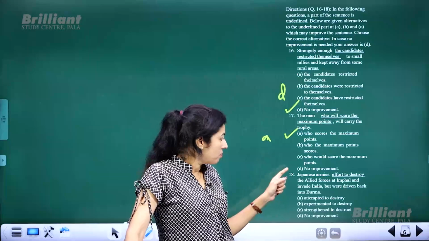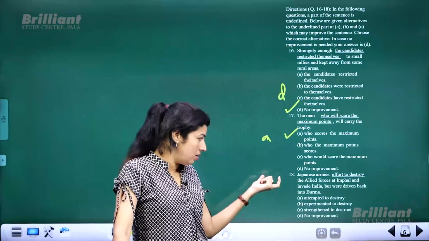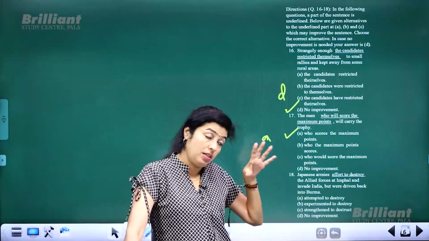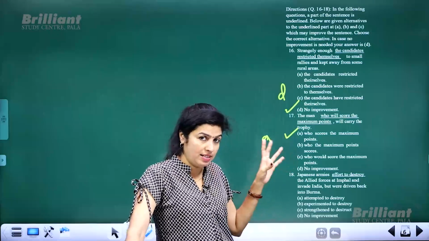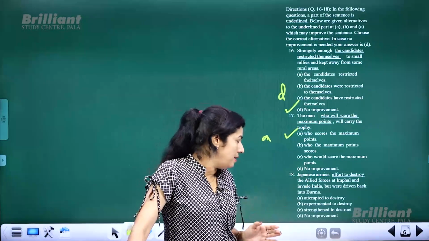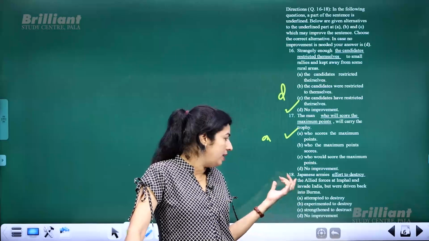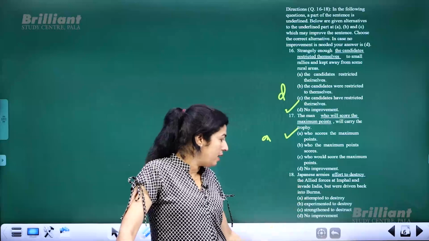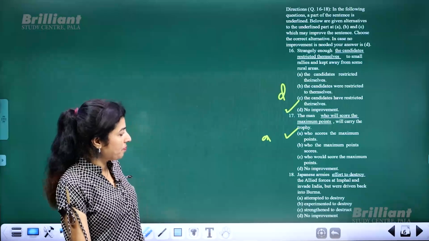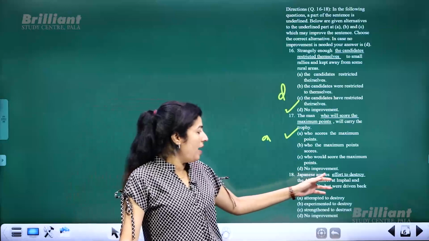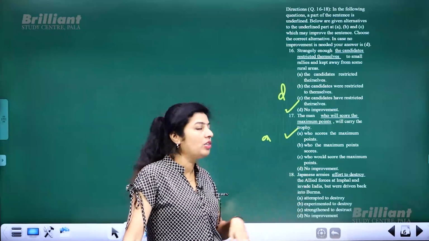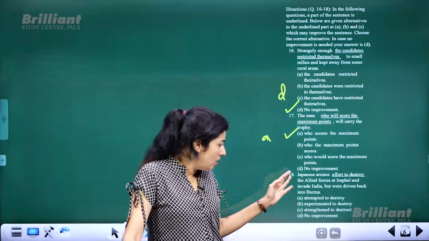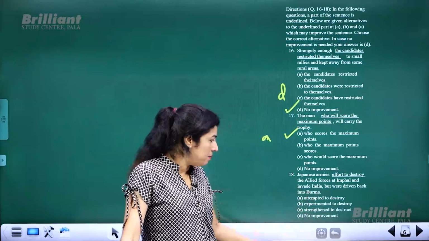Okay. Now the third question, or 18th question, the third sentence of the same type of question. Japanese armies effort to destroy the Allied forces at Imphal and to invade India, but were driven back into Burma. Okay. So, effort to destroy. Something is wrong when you read that sentence, right? So, Japanese armies attempted to destroy.